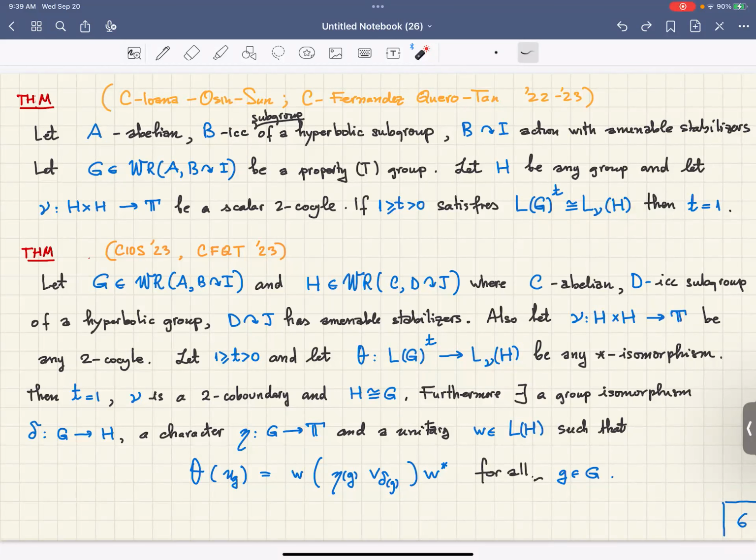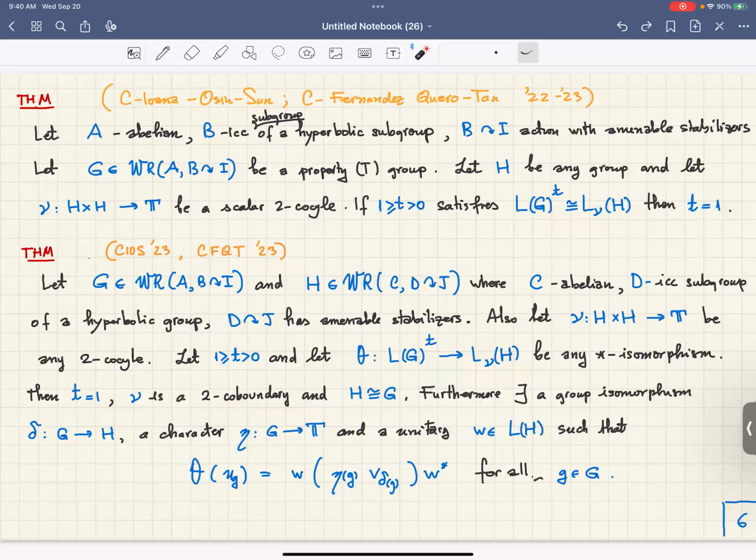First of all, the compression needs to be trivial, so the projection that you're compressing by here is 1, and this comes from the prior result, okay? But moreover, the two-cocycle that you are assuming, whatever it is, is actually a two-coboundary, so it's some twist. And not only that, but the two underlying groups are isomorphic. Moreover, you can actually describe the isomorphisms. So the isomorphism is coming from a multiplicative character and an isomorphism of the underlying groups, okay?